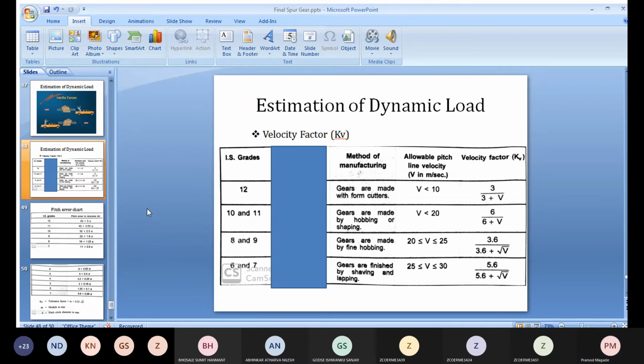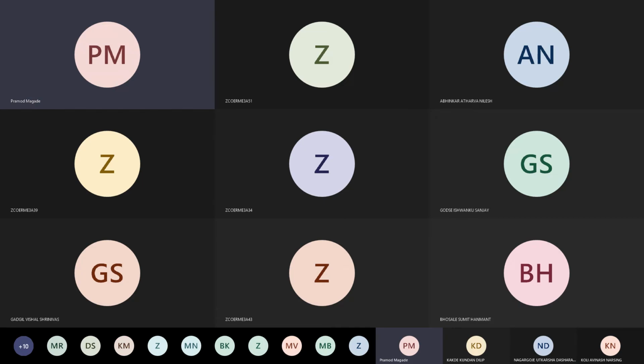Yes, sir. Okay, this is about the velocity factor. Now, what is the use of velocity factor? How can I use it for the design? So I'll write here.